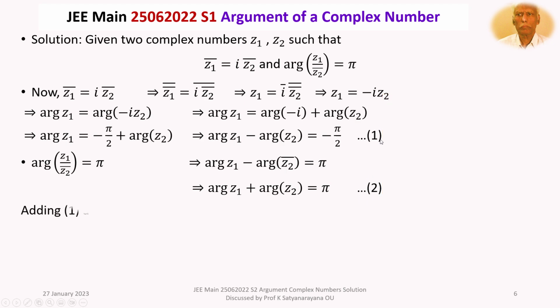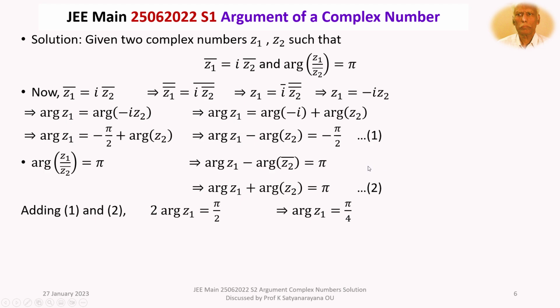So from these 1 and 2, adding 1 and 2 we get 2 times argument of Z1. The argument of Z2 cancels, and minus pi by 2 plus pi will be plus pi by 2. So 2 times argument of Z1 is pi by 2, so argument of Z1 will be pi by 4. So that is the answer.